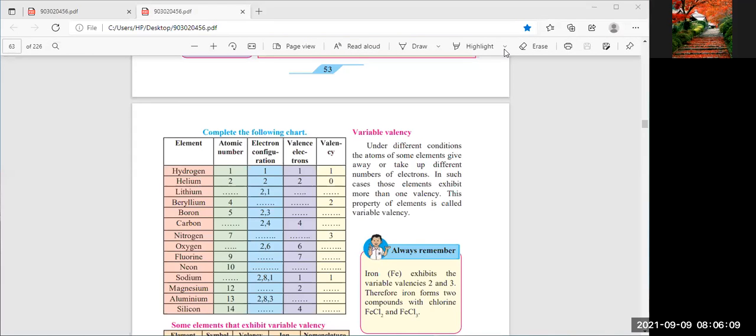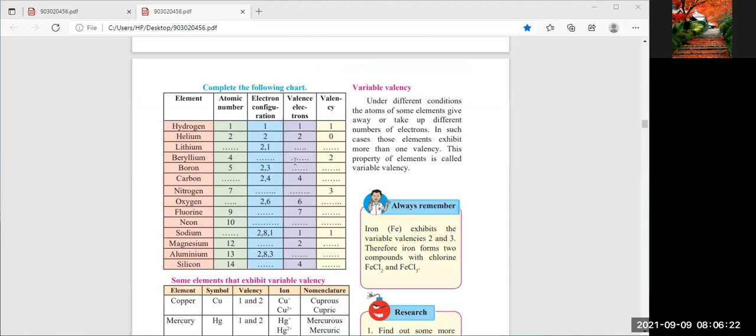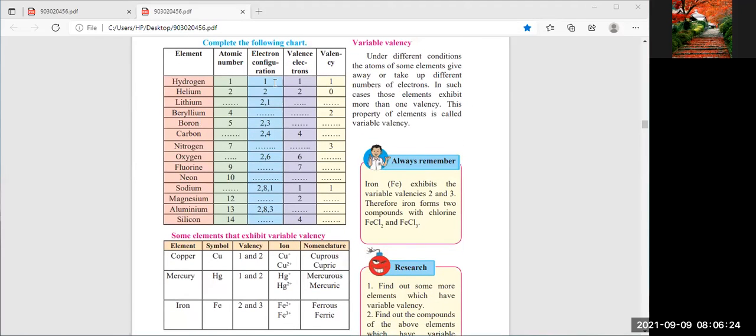Under certain conditions, suppose there is a temperature change or some other different conditions, the atoms of some elements give away or take up different numbers of valence electrons. Suppose we take the example of copper.